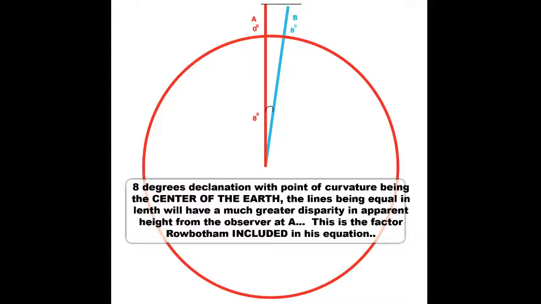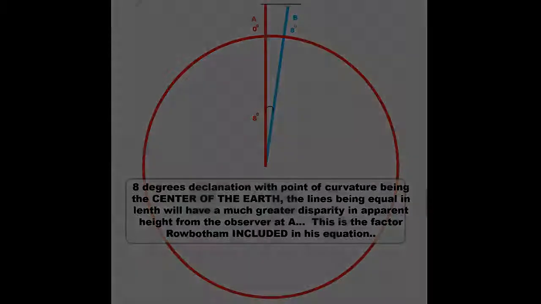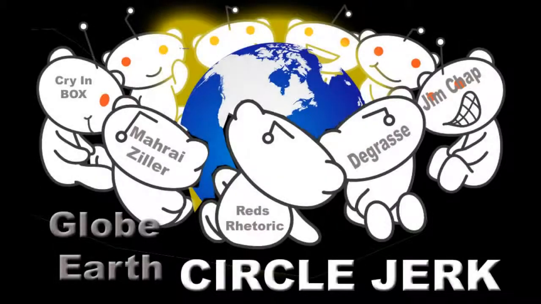This is the factor Robotham included in his equation as well. This is a mistake commonly made by globe snotters and ball nutters who should love this image a lot due to the fact that there are a couple of balls here.